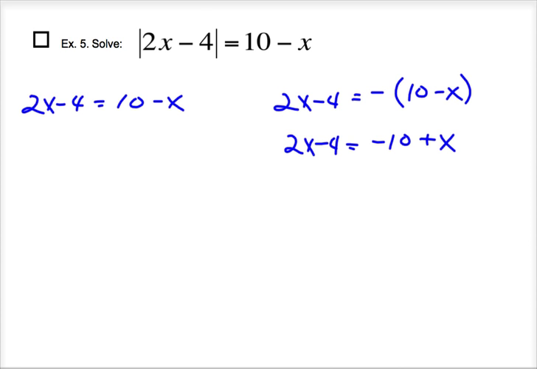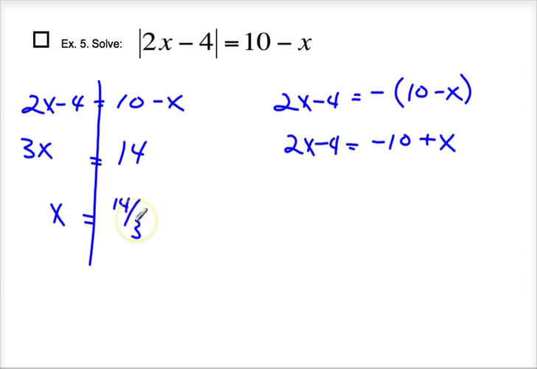Now I'll just do the steps it takes to solve these. I'd add an x to the left and add a 4 to the right. And it looks like I'd want to check 14/3. Over here, I'd subtract an x to the left. And then I would add a 4 to the right. You get negative 6. And then I have to check my answers. Negative 6 is easier to check.